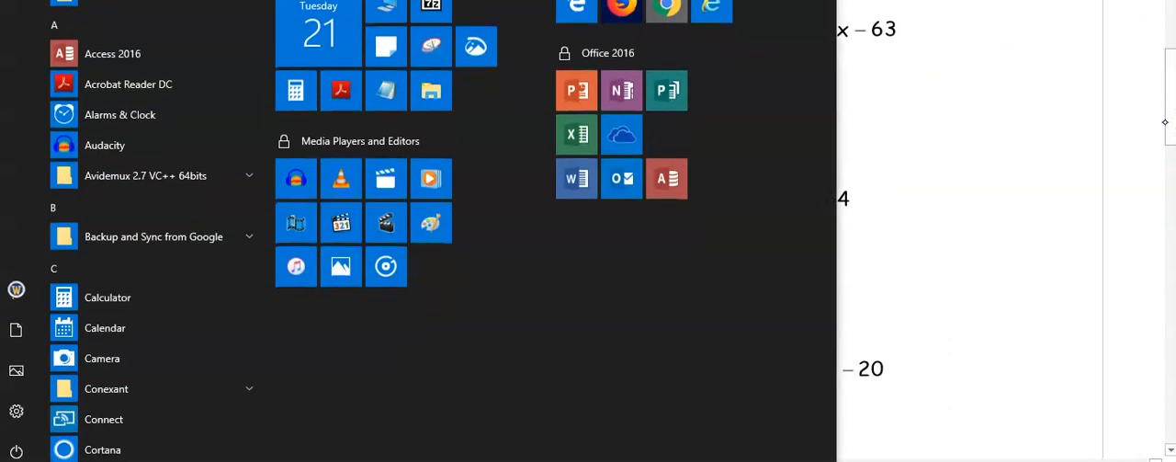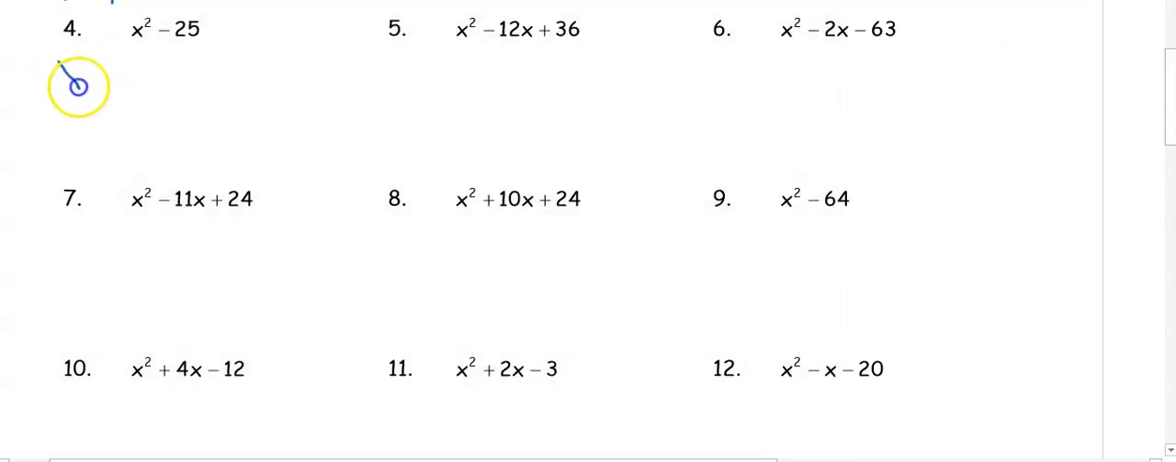In number 4, we have x squared minus 25. There is no middle term there, so that means we are multiplying to negative 25 and we are adding to 0. So we want the same number with different signs. So we would have 5 and negative 5. So x plus 5 and x minus 5.